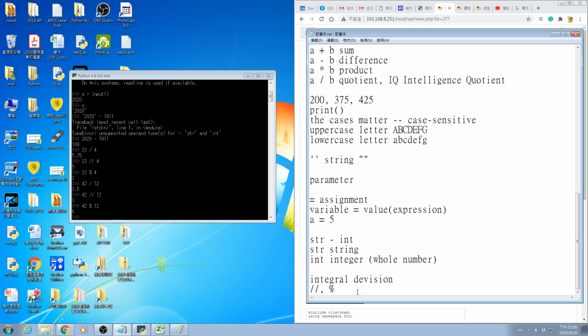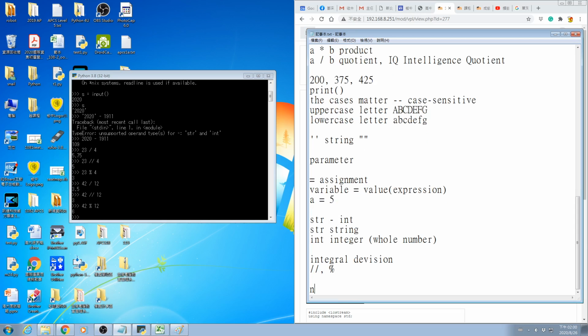formula, which is n times n plus 1 divided by 2. This is the formula that you can use to get the sum of integer 1 to n. Do you know what I'm talking about?